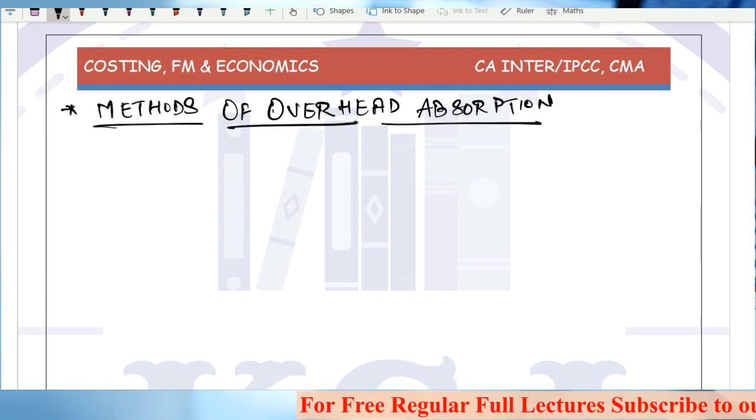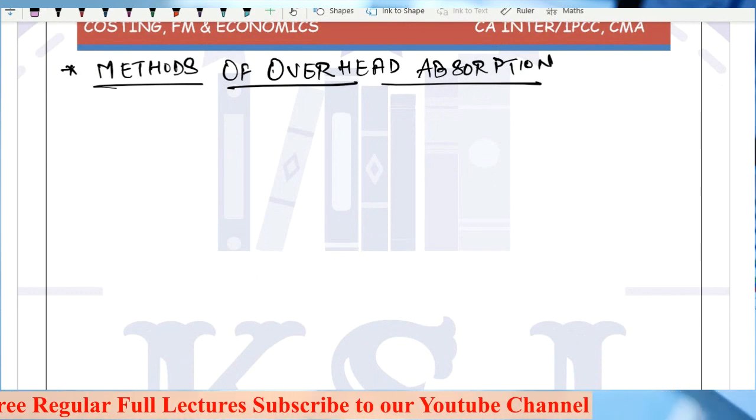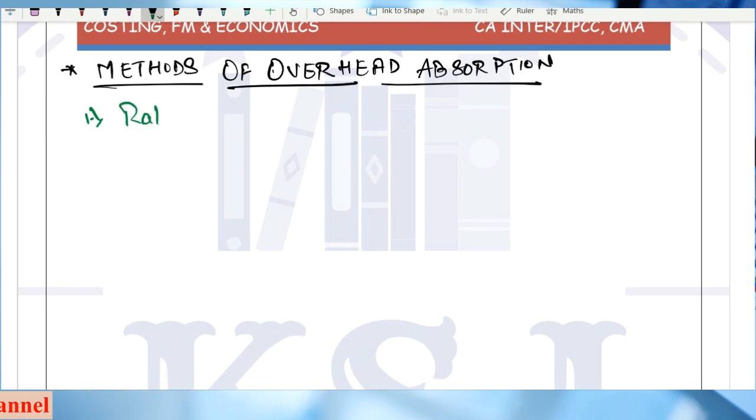Right? So what about the various methods of overhead absorption? Let's see. The first method is rate per unit of output.